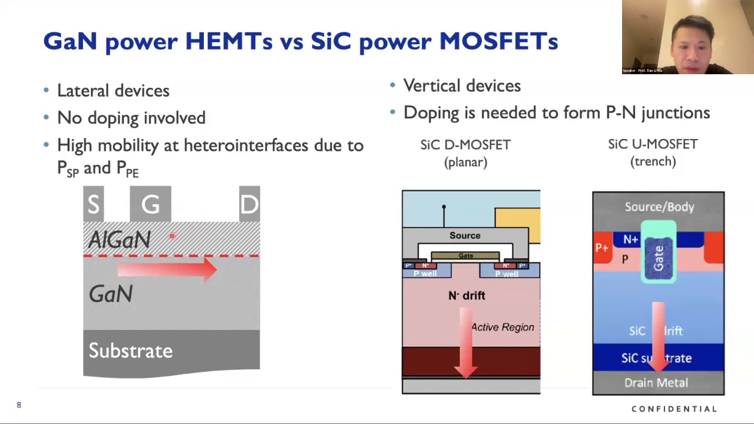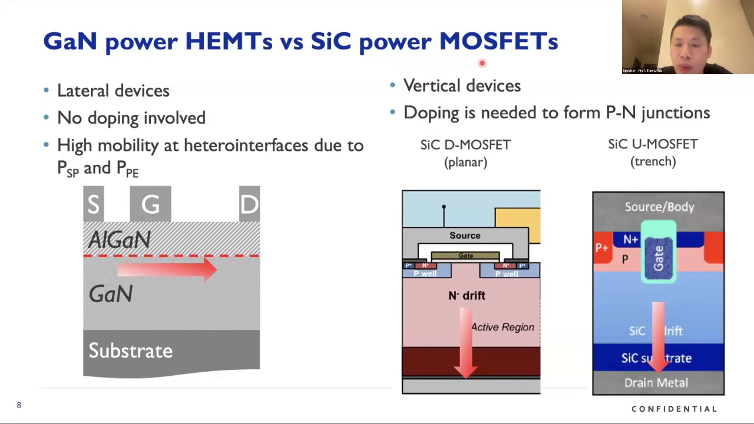So basically, we can find out that the gallium nitride HEMT is an electron device. And the most important property is that we don't need any doping involved. That's a big advantage for manufacturing. Also, due to the different polarization, especially the spontaneous polarization and piezoelectric polarization, the high mobility can naturally form at the interface between AlGaN and GaN. So therefore, we can have very high mobility at this interface, even though we don't have a specifically doped channel. That's a big advantage for the gallium nitride power HEMT.